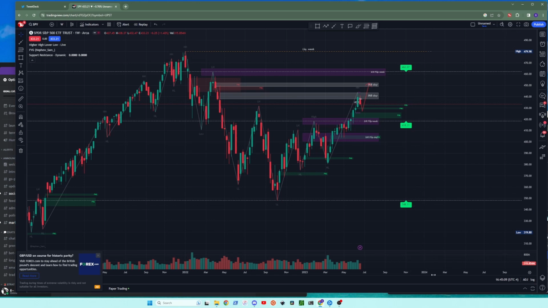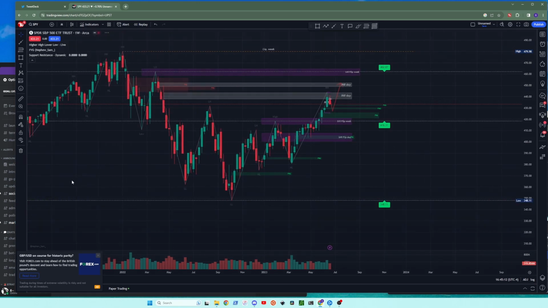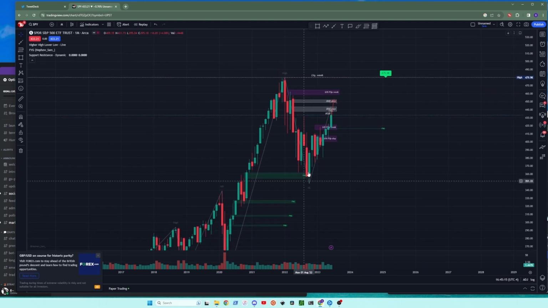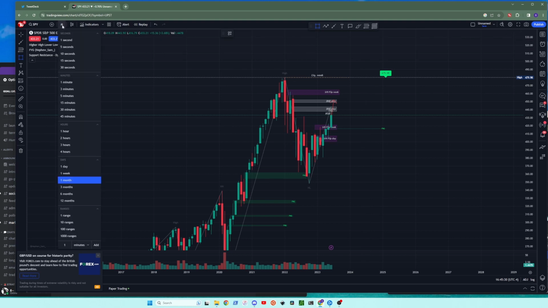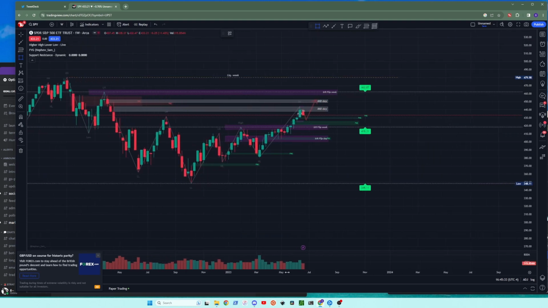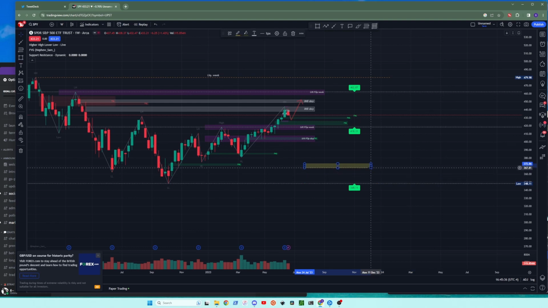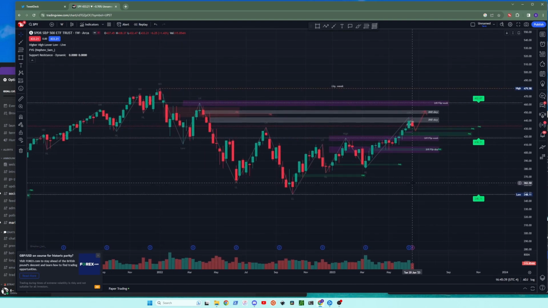SPY is playing out the same way as QQQ for the most part. If we look at it on the monthly real quick, we had a pretty solid sideways period for a bit here, and then we've kind of broken out of that. If I were looking for an area of support or resistance, let's move to the weekly to see if we can see anything there. So our trend was this way, this way, this way, lower, lower, lower, lower.